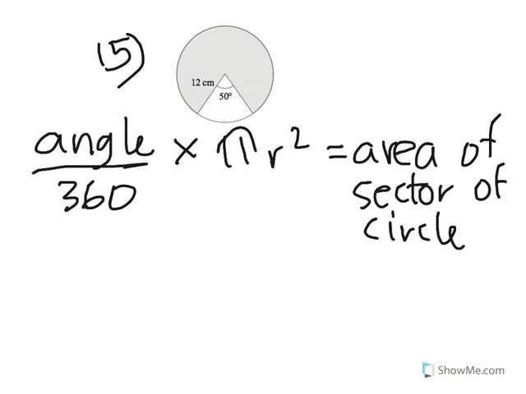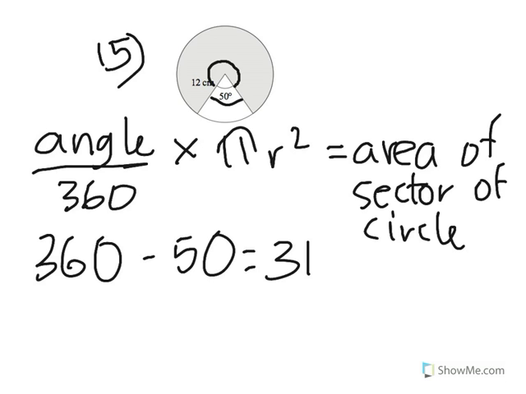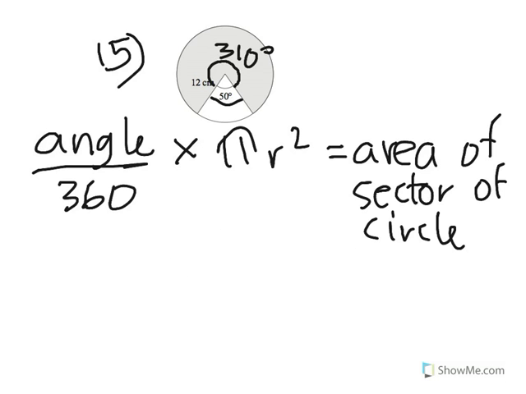Okay, so question 15. You're being asked to find the area of the shaded sector of the circle. So now you know that it's a sector of a circle you have to find the area for. If you look at the circle, if this angle is 50 degrees, this angle should be 360 minus 50 degrees, since the angles in a circle add up to 360. So that angle should be 360 minus 50, which is 310 degrees.